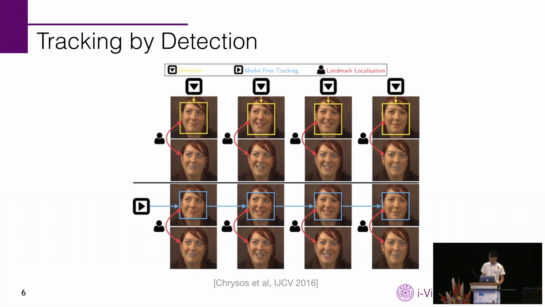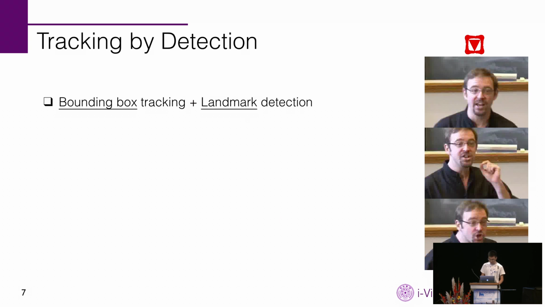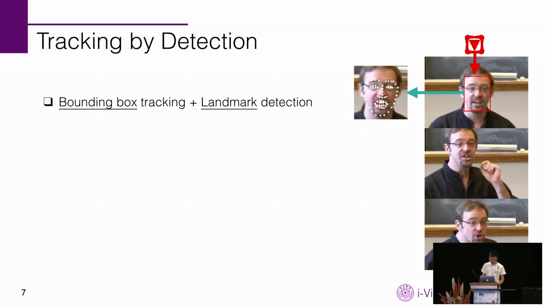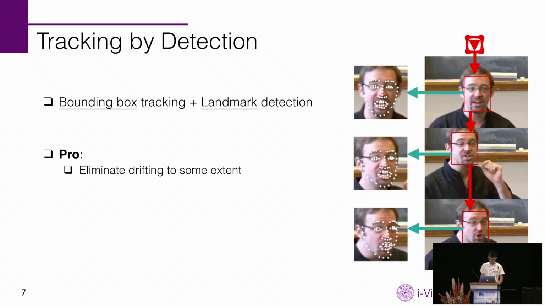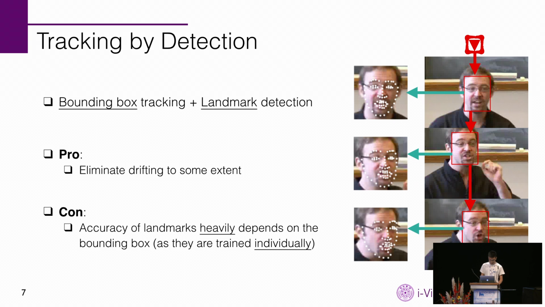For tracking by detection methods, there exists a complementary survey proposed in ICCV 2016. These methods first generate a high-scored bounding box covering the face region, and then apply face alignment to localize facial landmarks based on the bounding box. The tracking by detection methods could eliminate drifting to some extent, for the landmark detection procedure is independent between frames.